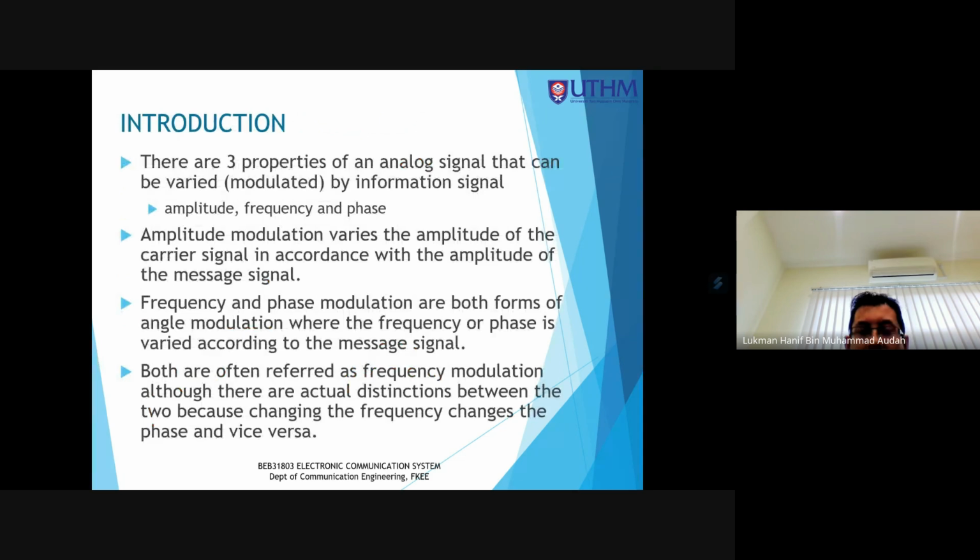So if we go to the introduction part, as I said, there are 3 properties of the carrier which will change during the modulation process.